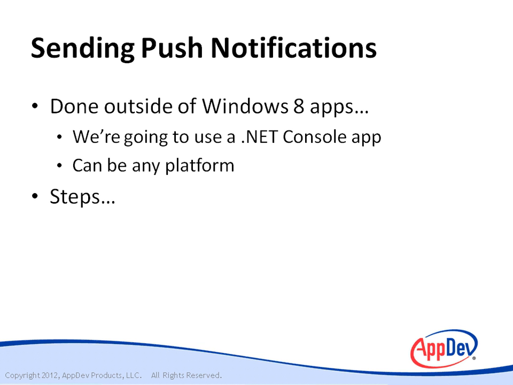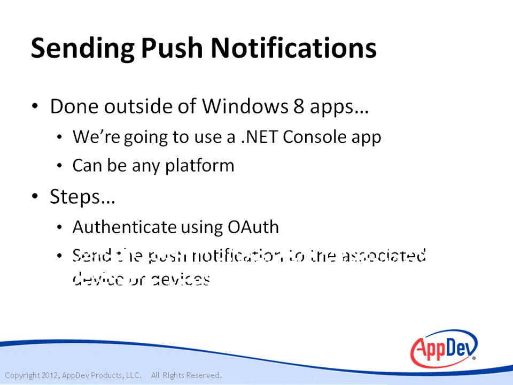So the steps we need to go through is that we need to authenticate with WNS using OAuth, which, if you've never done OAuth before, is very simple. You just make a call, you get a token back, and you use that token on subsequent requests. Once we've authenticated, we send the push notification through to the associated device or devices. In our example, we've only got one device, but as I mentioned before, we could have multiple devices that all need notifications.